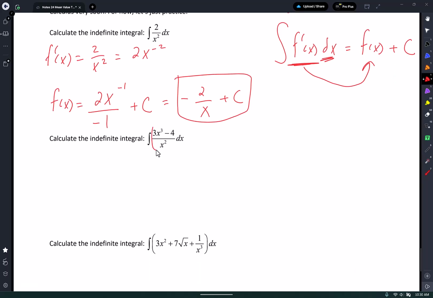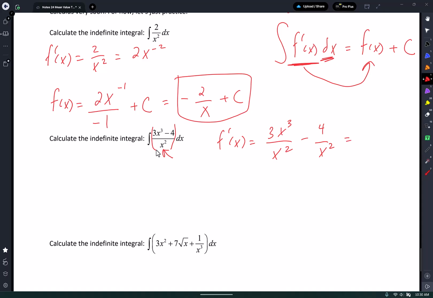I don't know how to do this one. Yes, you do. If you're dividing by one term, here it is, f prime of x equals 3x cubed over x squared minus 4 over x squared. If you're dividing by one term, you can do that. So it's the algebra that's going to hurt us. Are we still okay? Okay.